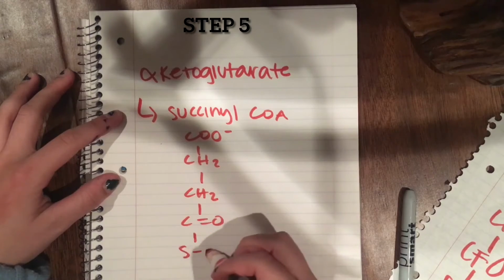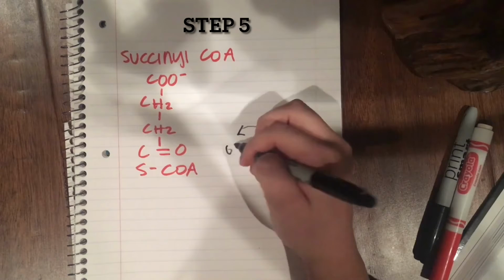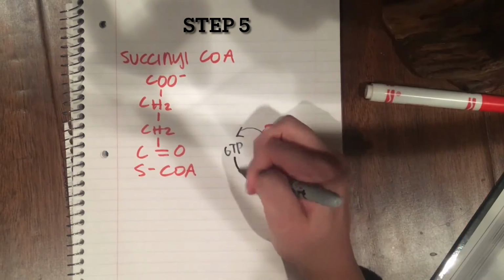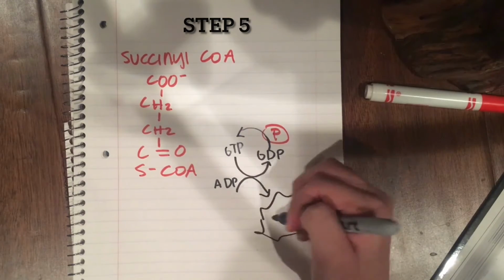So the CoA is displaced by a phosphate group, which is transferred to GDP, forming GTP, a molecule with functions similar to ATP. GTP can also be used as shown to generate ATP.